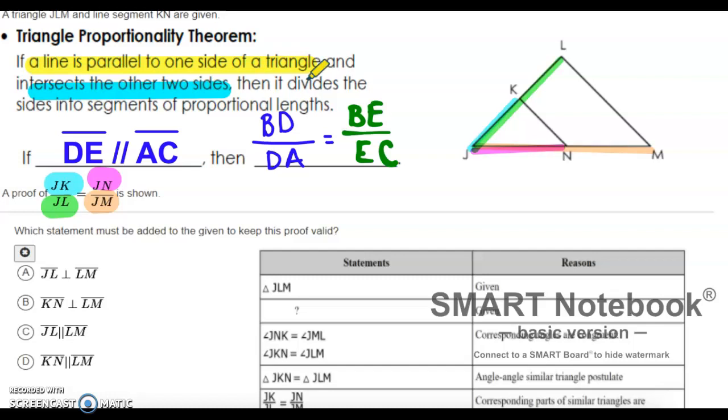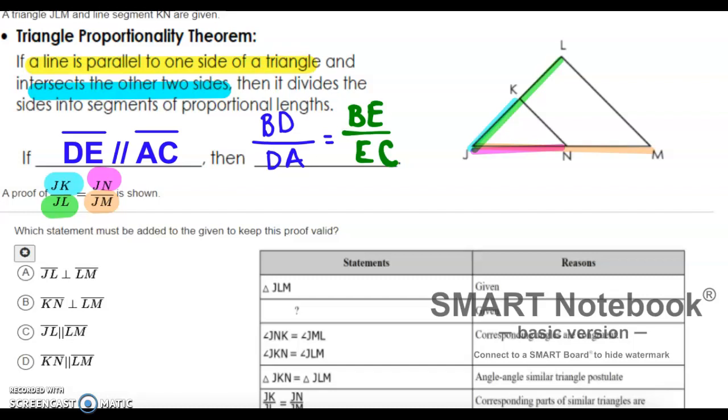So the question that we're going to look at here says a triangle JLM and line segment KN are given. So here, that is given in the picture. We have triangle JLM with line segment KN. A proof of the proportion JK, which is our blue segment, over JL, which is our green segment, equals JN, the pink segment, over JM, the orange segment, is shown. Which statement must be added to the given to keep this proof valid?